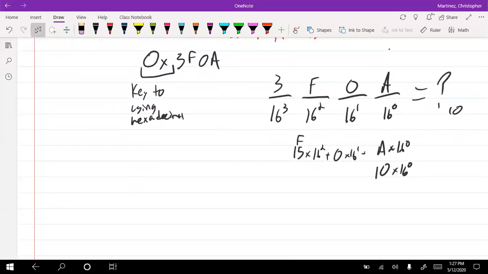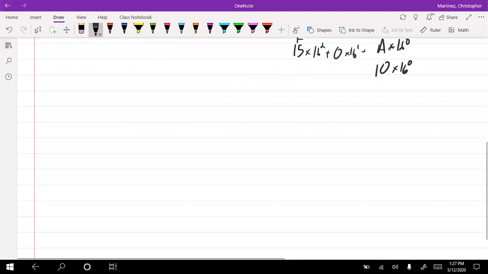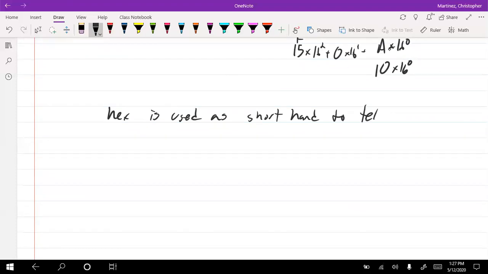Now, a lot of times when we use hexadecimal, hex is used as shorthand to tell a binary number. It's not often that we're going to use it to say, okay, take this hex and convert it into a decimal. A lot of times we're going to go hex to binary and binary to hex. There's going to be a real usefulness of this.